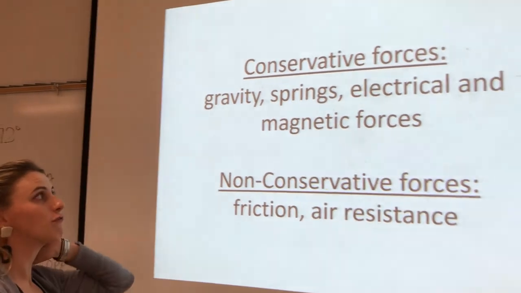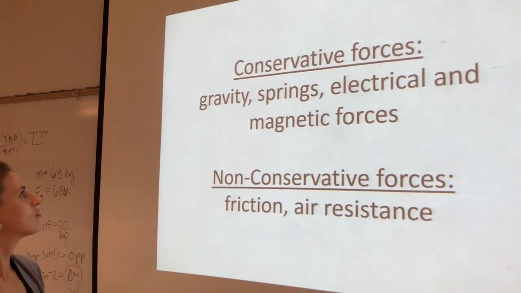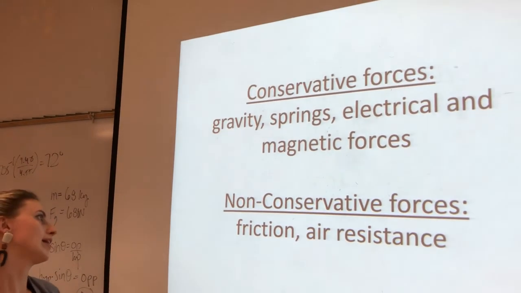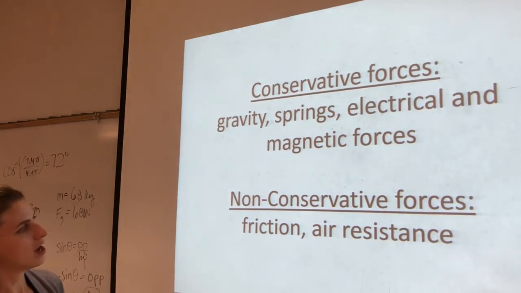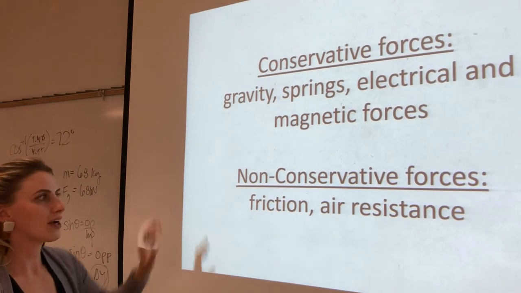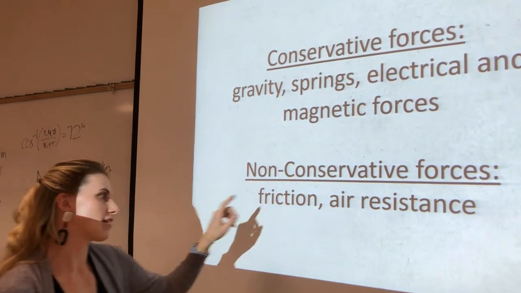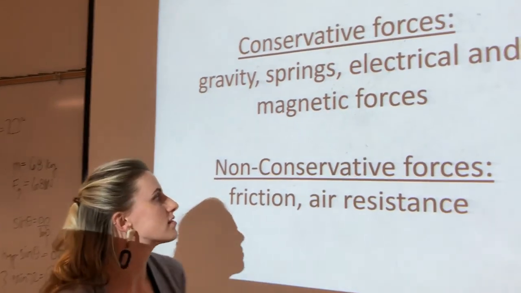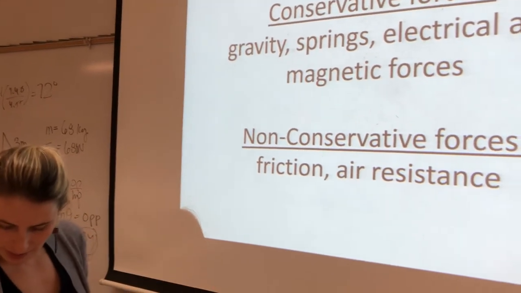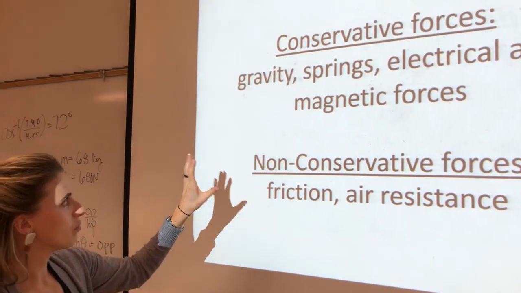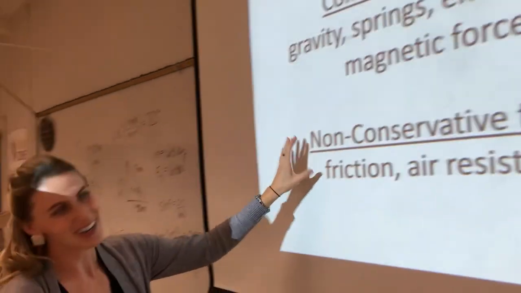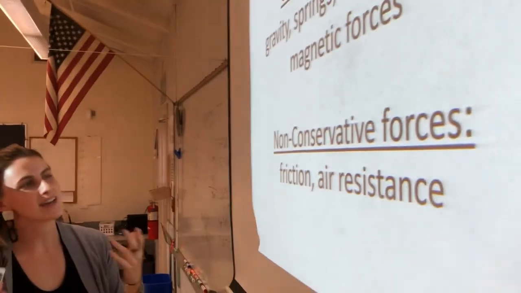Some conservative forces: conservative forces are things like gravity, springs, electrical and magnetic forces. Non-conservative forces, which complicate things for us, are things like friction and air resistance. As we move forward with this energy unit, we are going to ignore friction and air resistance because they complicate things.